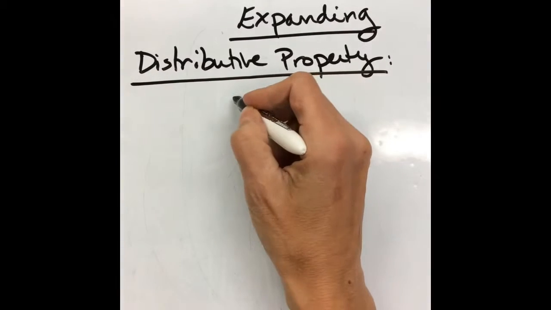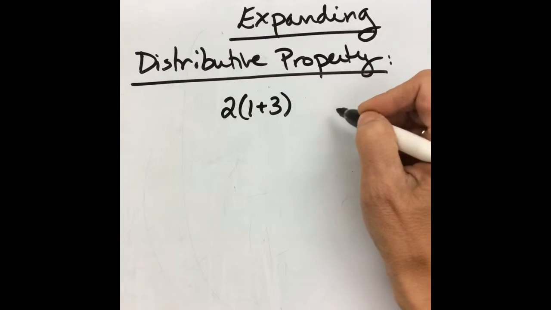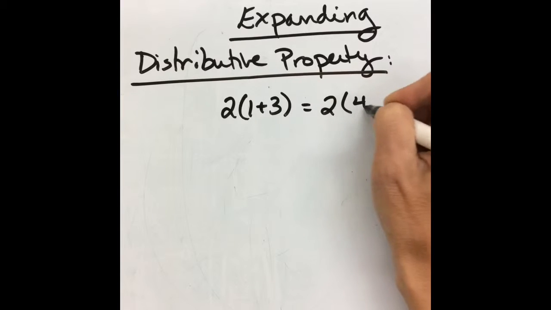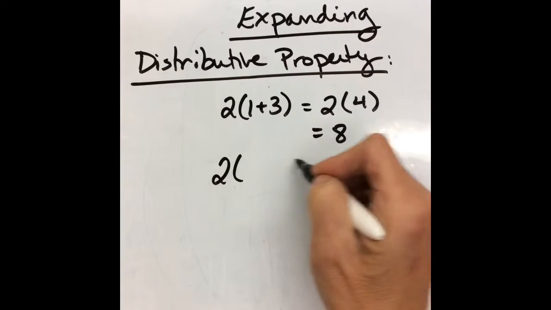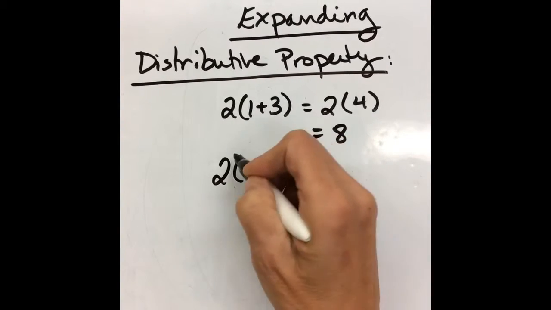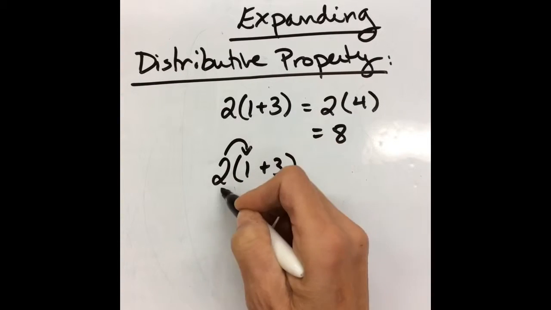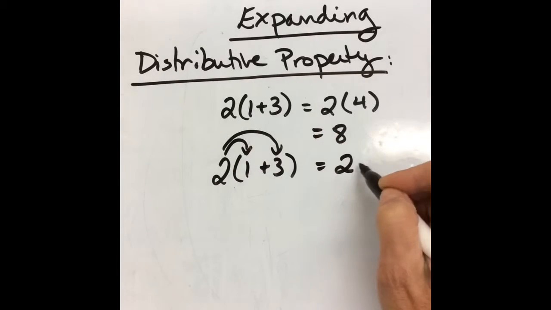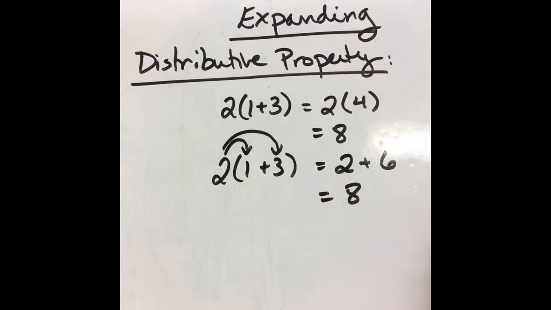So, for example, if I had 2 times (1 plus 3), I would follow BEDMAS rules and do 1 plus 3 is 4, 2 times 4 is equal to 8. The distributive property shows you that if you multiply each term inside the bracket by the term outside the bracket, you will get the same thing. 2 times 1 is equal to 2, and then 2 times 3 is equal to 6. 2 plus 6 is equal to 8. And it's the same thing.